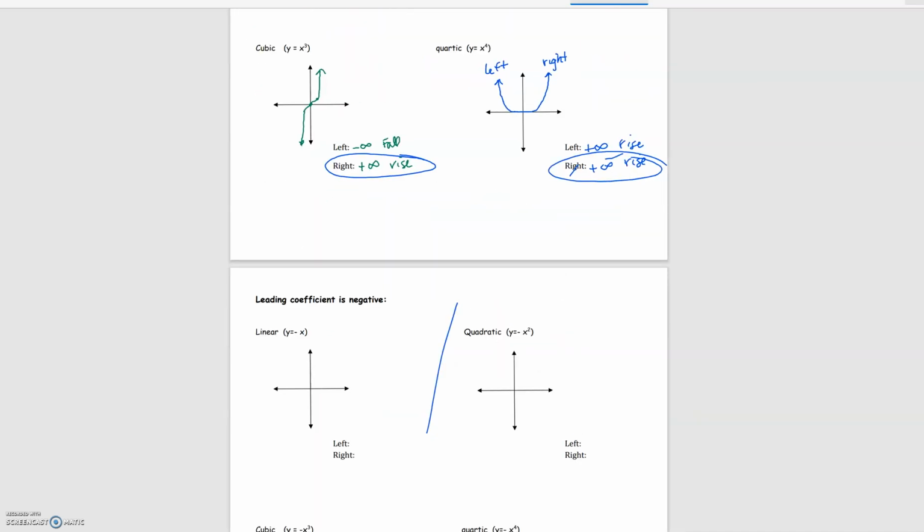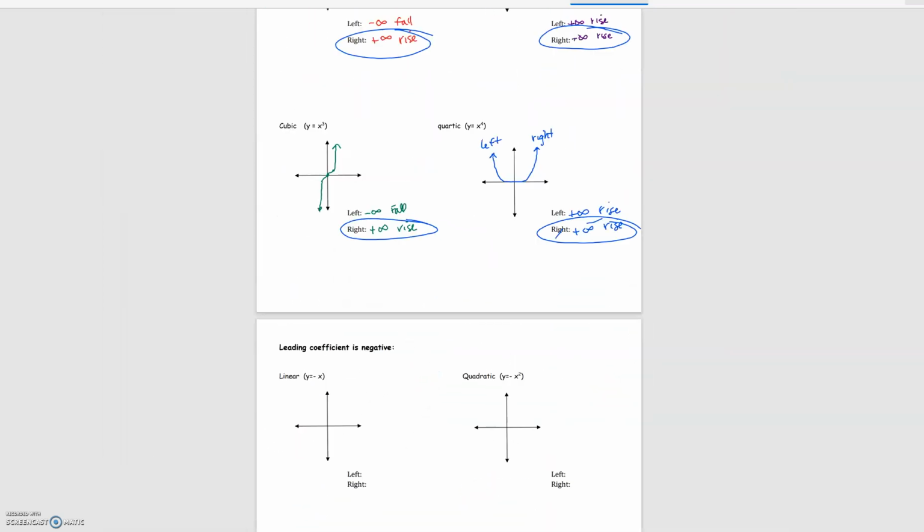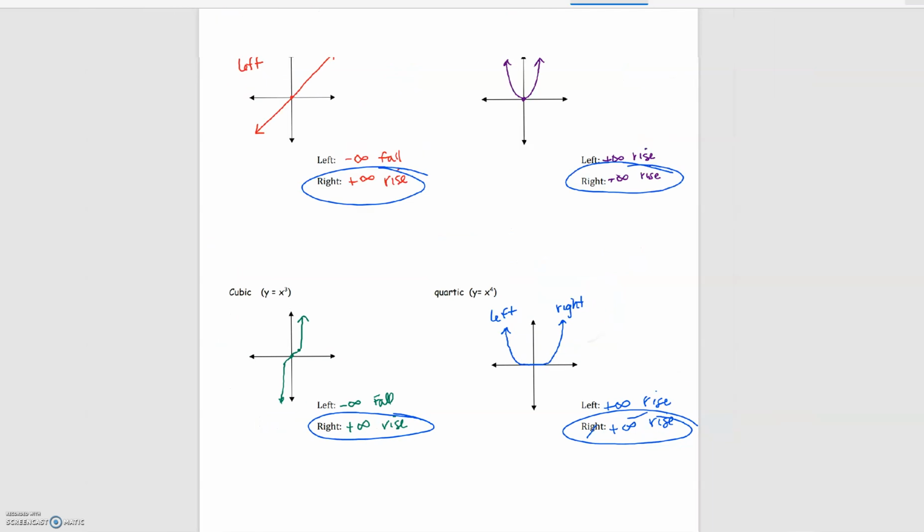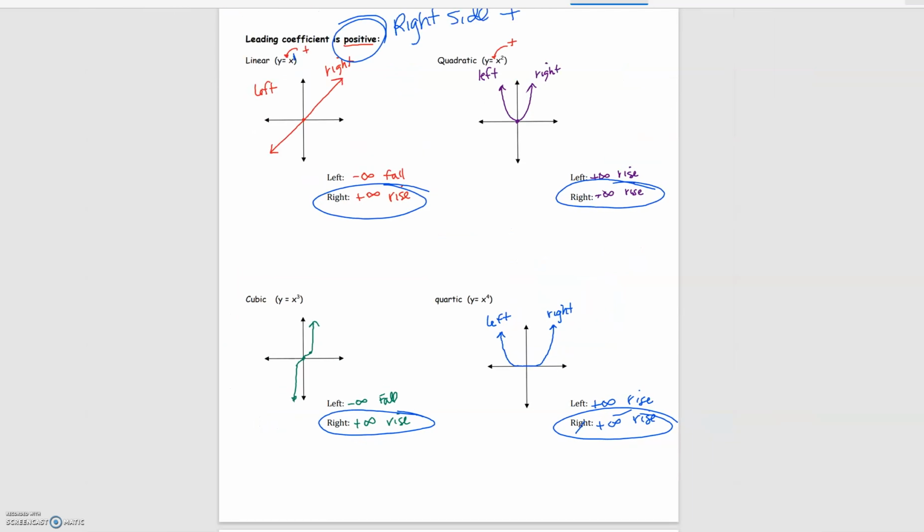All right, let's take a look at this next one when the leading coefficient is negative. Oh, the other thing to look at is notice that these were an odd degree. Linear is odd, cubic is odd, quartic is even, quadratic is even. And what do you notice about their graphs? We can see that these are different, and these are different. These are the same. And these are the same. So when it's even, they go the same way. When it's odd, they're going different ways.